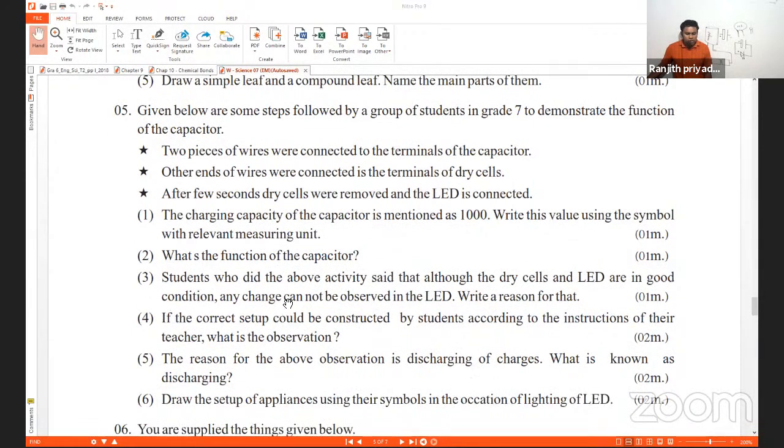Students who did the above activity said that although the dry cells and LED are in good condition, no change can be observed in the LED. Write the reason for that. Dry cells and LED are in good condition, yet no change can be observed in the LED.